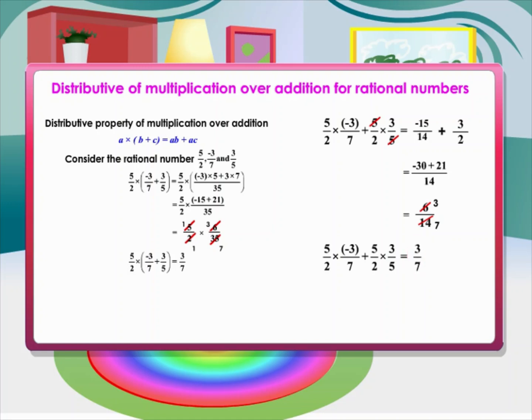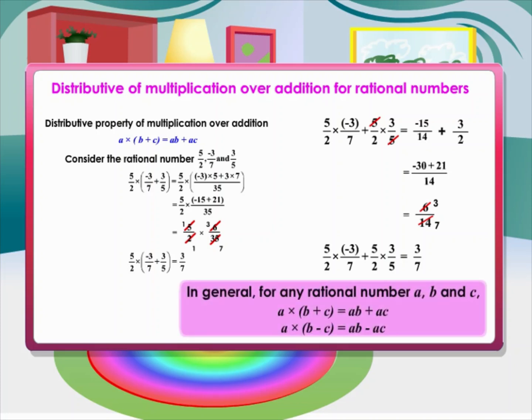We get the same answer in the left-hand side and the right-hand side of distributive of multiplication over addition. Hence, the distributive of multiplication over addition holds true for rational numbers. In general, for any rational numbers a, b, and c, a multiplied by b plus c is equal to ab plus ac, and a multiplied by b minus c is equal to ab minus ac. Rational numbers hold true for distributive of multiplication under both addition and subtraction.